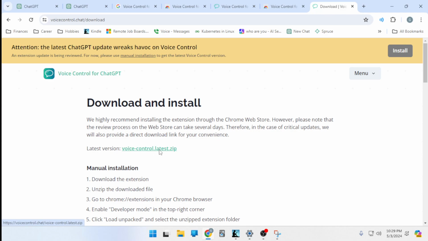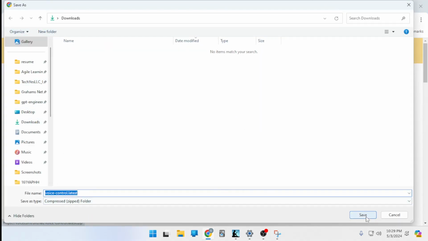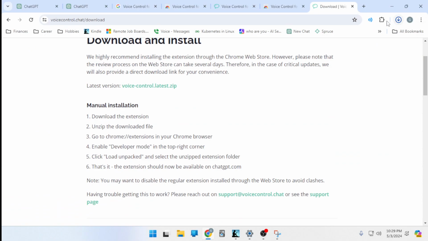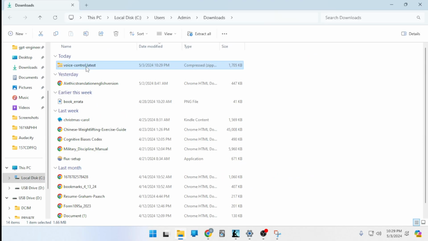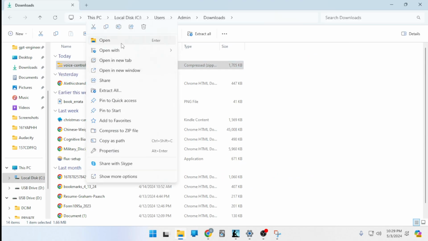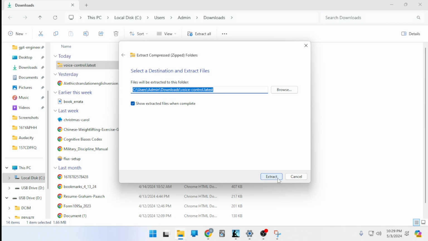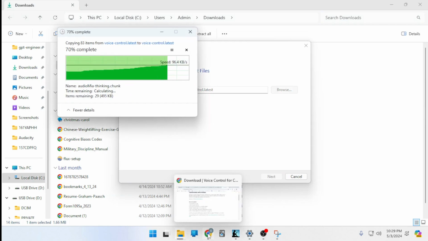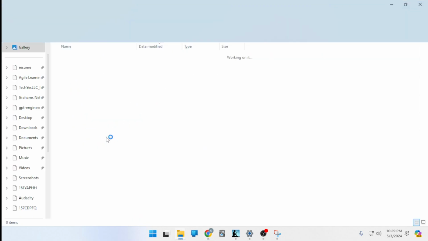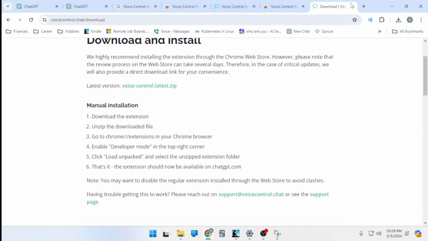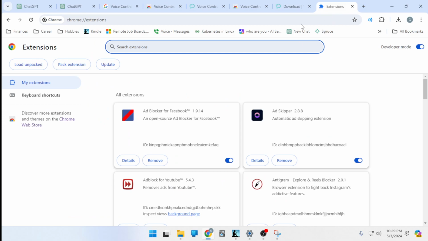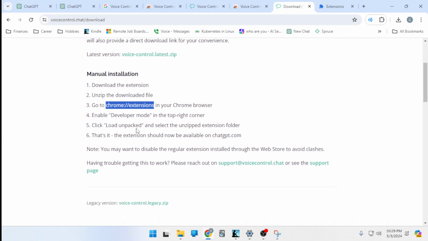this to download the file into my downloads. Then we're gonna find that file and unzip it. So extract all. All right, and then we're gonna go to Chrome / extensions. All right, and then developer mode, which is checked to on, so that part's done.